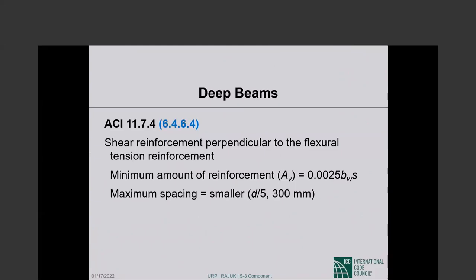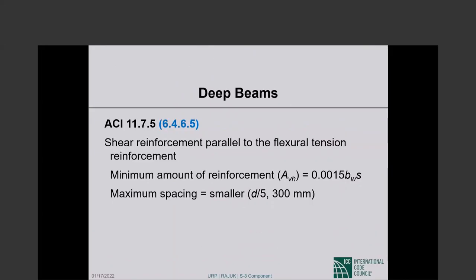And then this is very important. So in a deep beam, you have to have not only vertical shear reinforcement as in a conventional beam, but also horizontal shear reinforcement. Shear reinforcement perpendicular to the flexural tension reinforcement. Minimum amount, this is the vertical steel, is 0.0025 b_w s, so one quarter of a percent. Maximum spacing is d over 5 or 300 millimeters. So these are the minimum on the vertical shear reinforcement perpendicular to the flexural tension reinforcement.